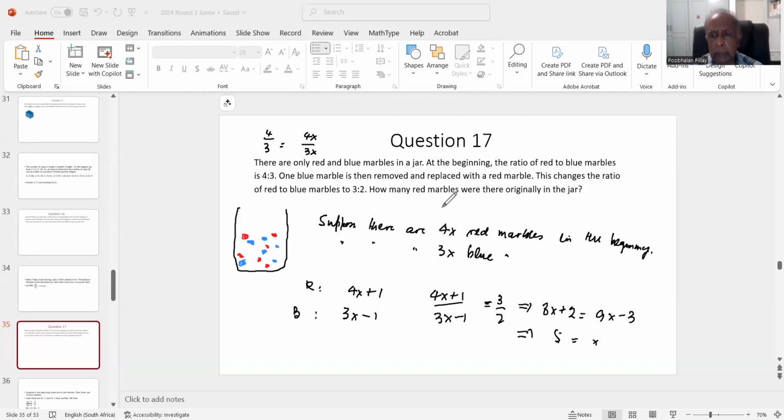Now they asked you how many red marbles were there originally in the jar. So in the beginning, you had 4x red marbles. We just said x is equal to 5. So the answer is 20, because we calculated x. So originally there were 20 red marbles, and here 5 times 3 is 15. You had 20 and 15. So that's what happened. You got 20 red and 15 blue marbles.